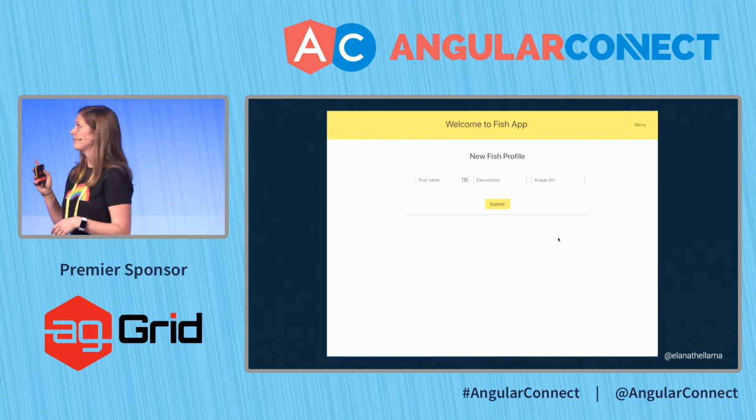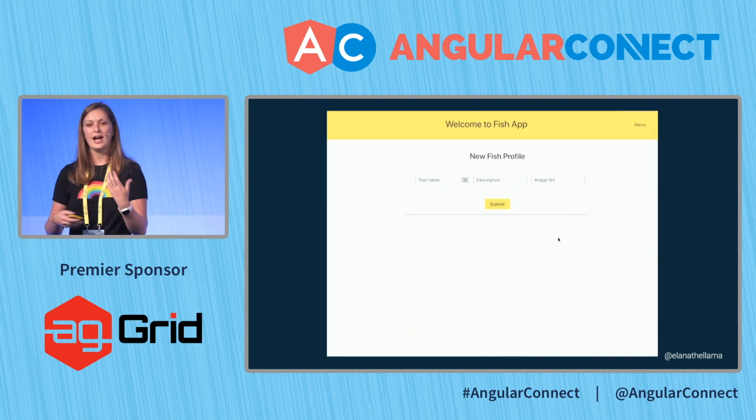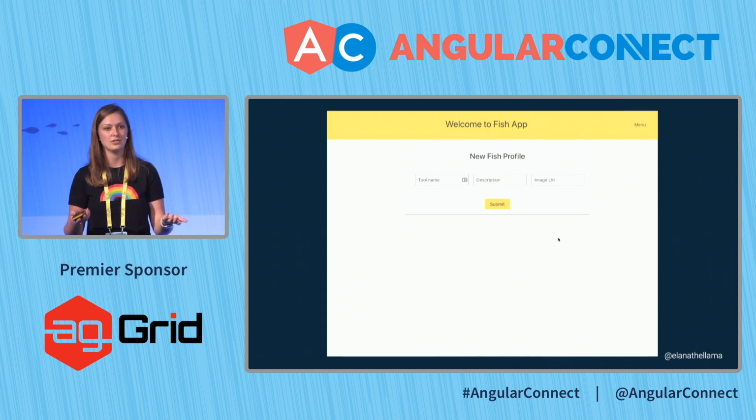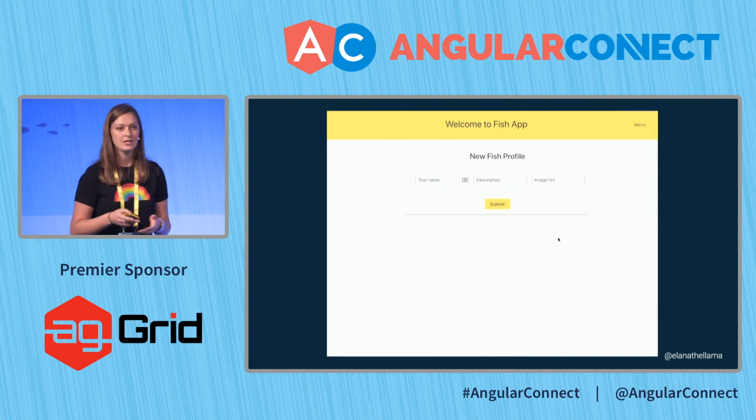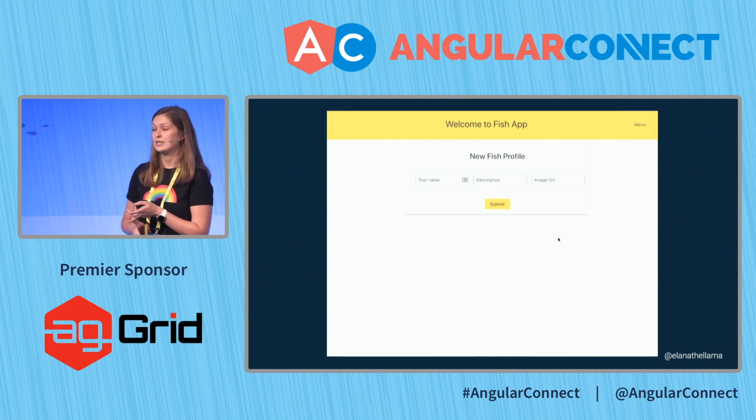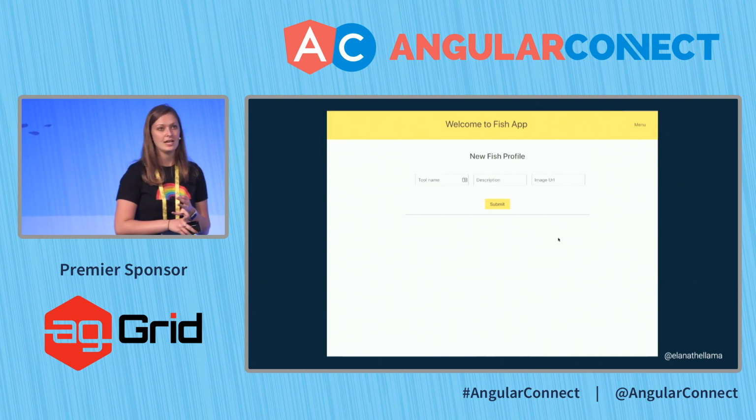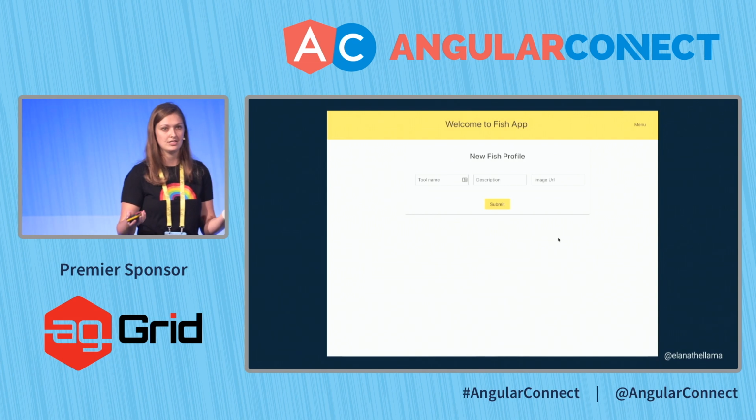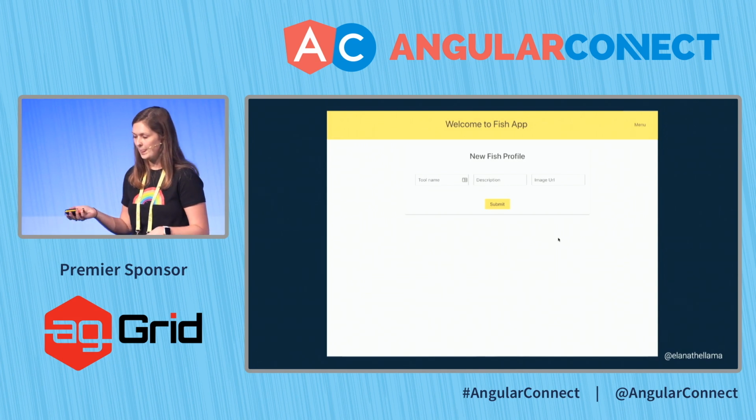So let's take a look at what a form would look like. If I want to have more fish profiles, I want to ask people to submit these new fish profiles. So we're going to take in a name, we're going to take in a description, and we'll take in an image URL to be able to display those fish profiles.